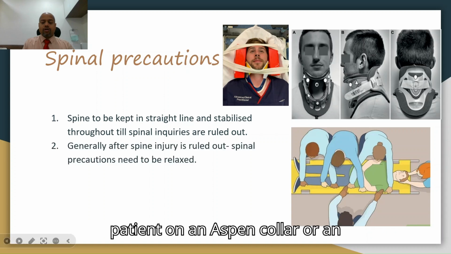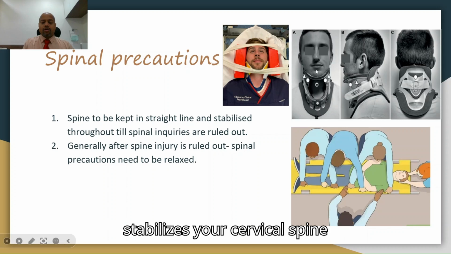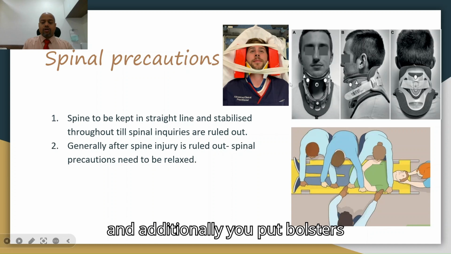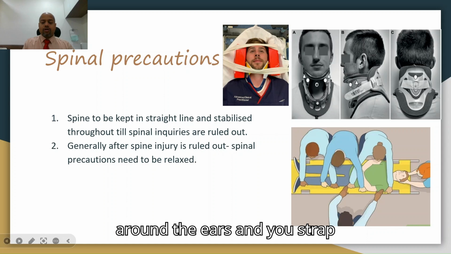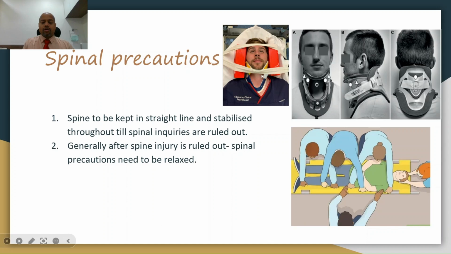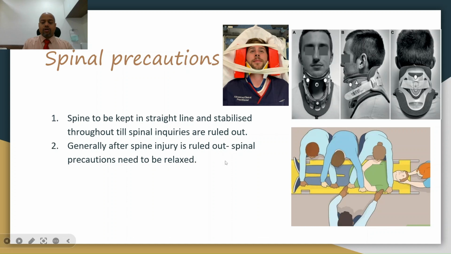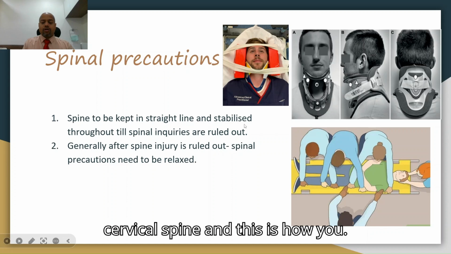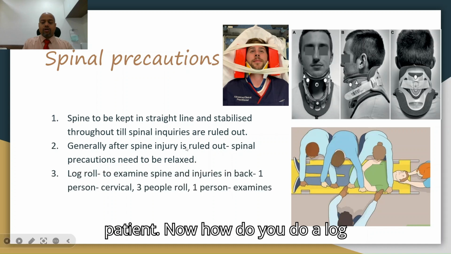First of all, you put the patient on an Aspen collar or a Philadelphia collar, which generally stabilizes your cervical spine. And additionally, you put bolsters, which are kind of bricks, around the ears, and you strap the patient to the stretcher. Okay, now this is done to stabilize the cervical spine, and this is how you immobilize the patient and shift the patient.